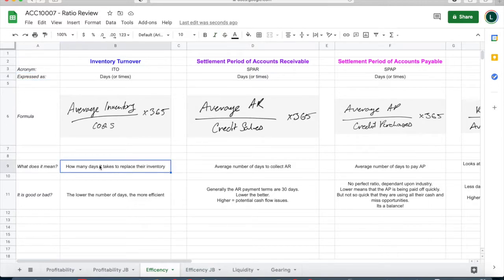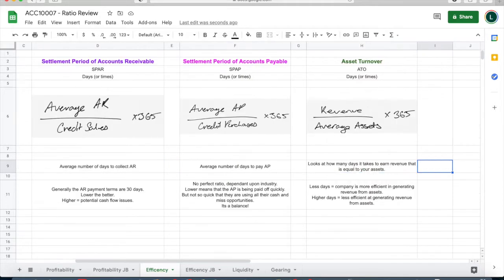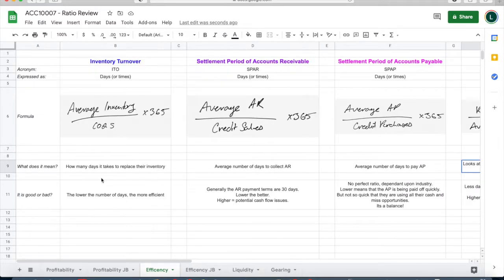Basically, what do all these mean? It's talking about how long it takes, well, for inventory turnover, how many days does it take to replace that inventory? And then it's all the same for each one. So this is how many days to collect accounts receivable, to pay accounts payable, and then how many days it takes to earn revenue from your assets. So how do we know if it's good or bad?